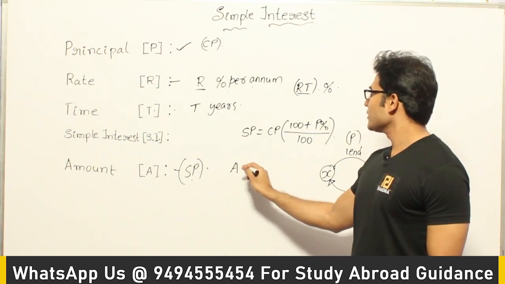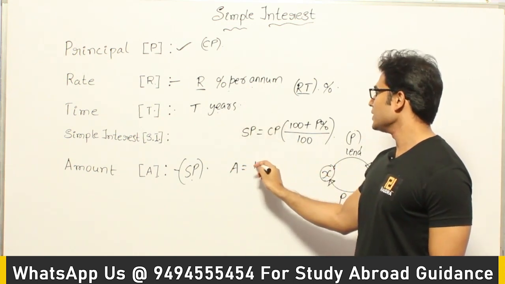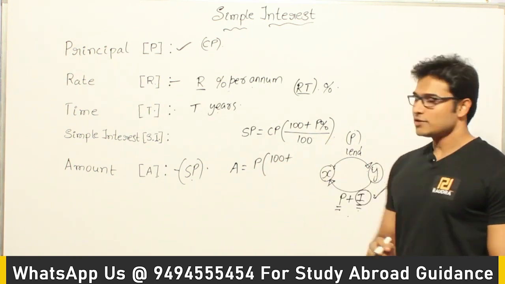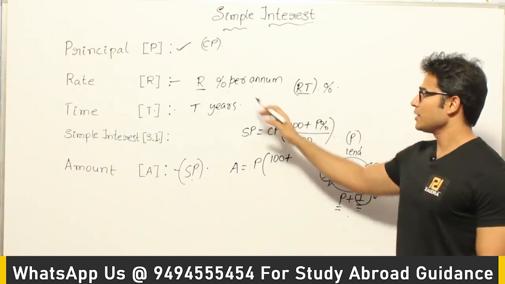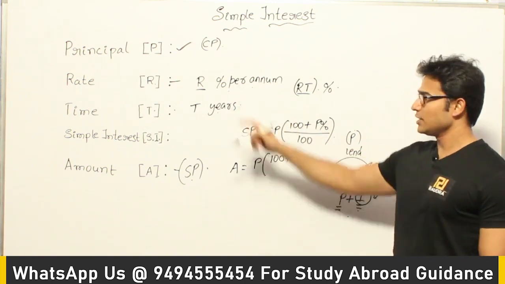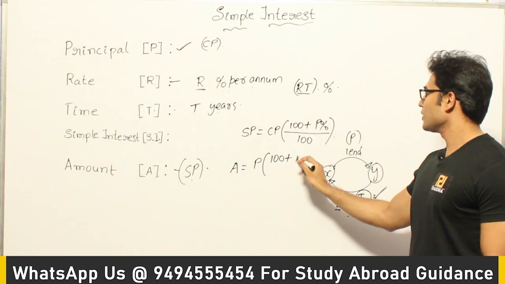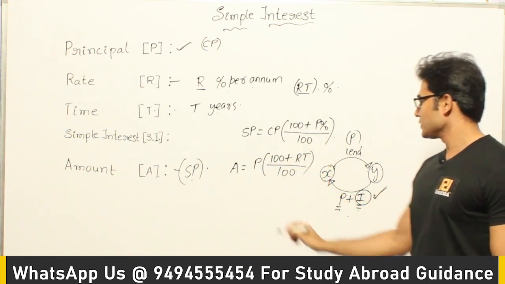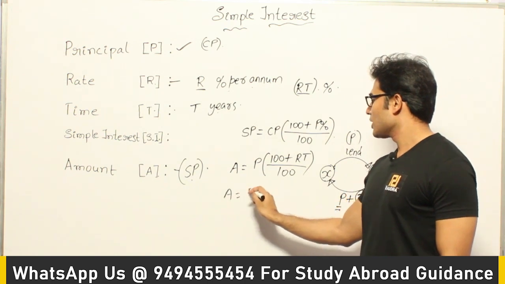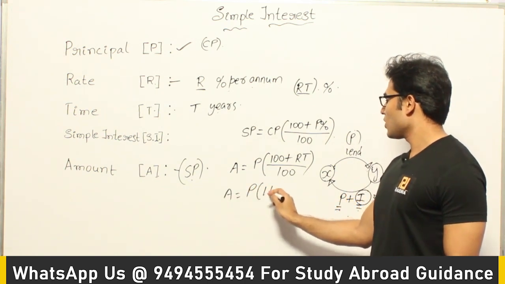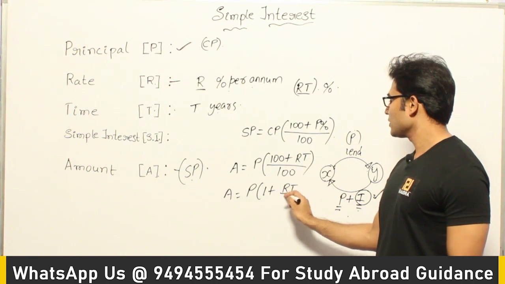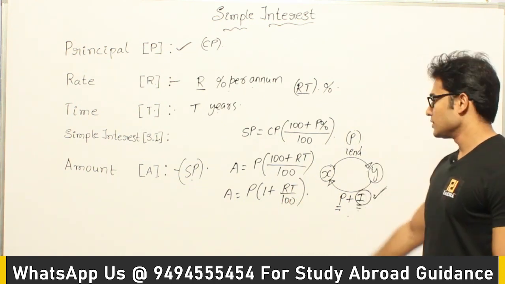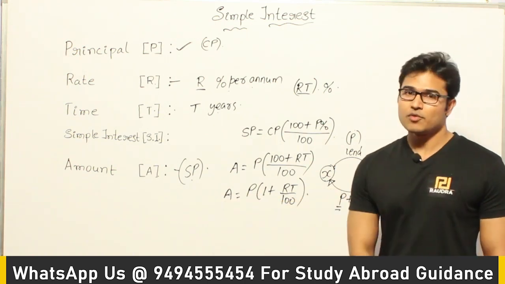This amount A equals principal P into 100 plus... So what is the profit you are making per year? If you are making R percent, then for T years you are going to make RT percent, right? Therefore RT by 100. Now what is it? A equals P into 1 plus RT by 100. Got it? So this is how you are supposed to find out the total amount returned.